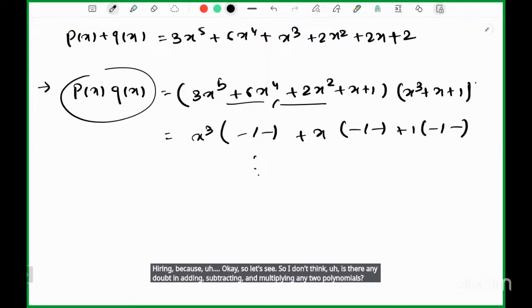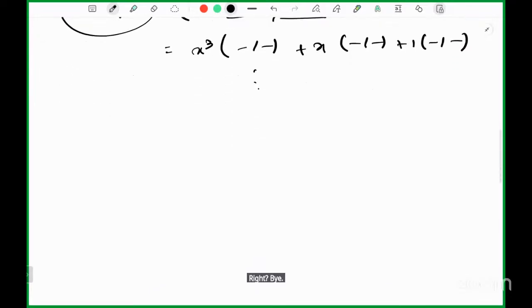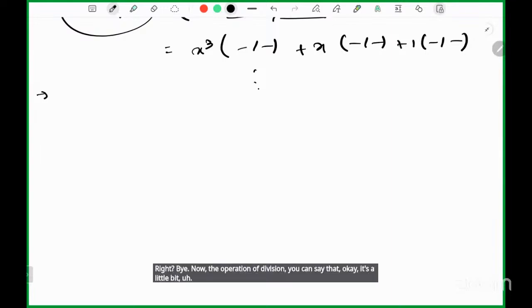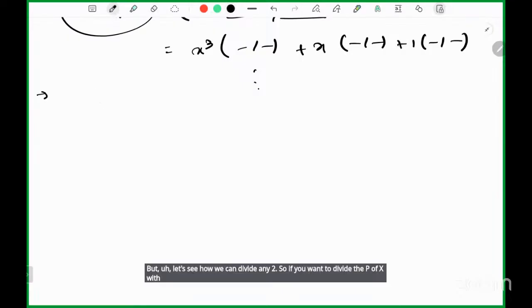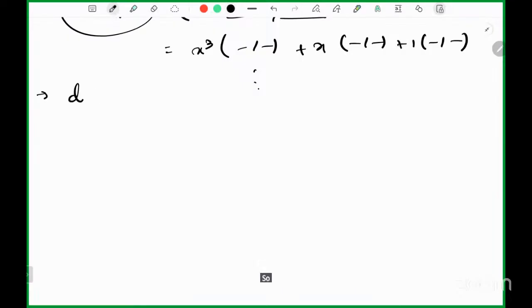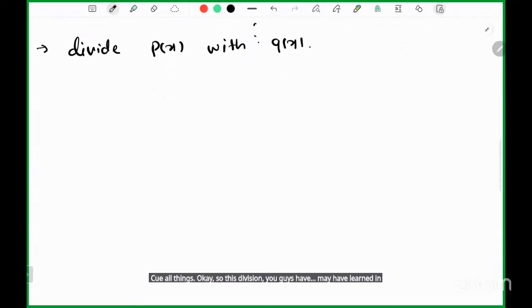I don't think there is any doubt in adding, subtracting, and multiplying any two polynomials, right? Now, the operation of division, you can say that it's a little bit different than dividing any two real numbers. But let's see how we can divide any two polynomials. So if you want to divide p of x with q of x, this division you may have learned in your 10th standard, but let's recall it.